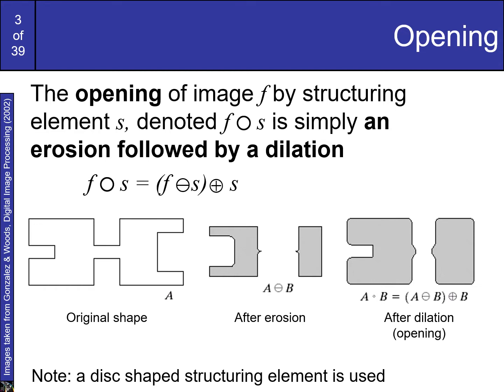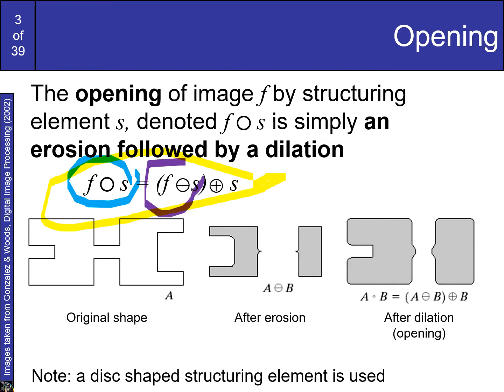What is opening? The opening of an image F by structuring element S, denoted F opening S, is simply an erosion followed by dilation. So opening is erosion followed by dilation. We first do the erosion and next do the dilation. The mathematical expression is given here, which you can understand better: morphological opening equals first doing the erosion and then doing the dilation.